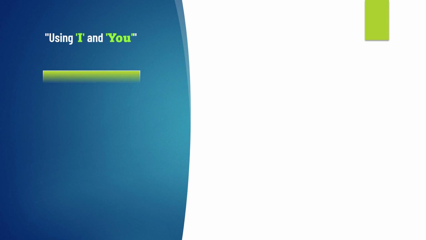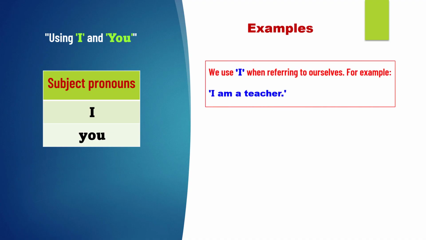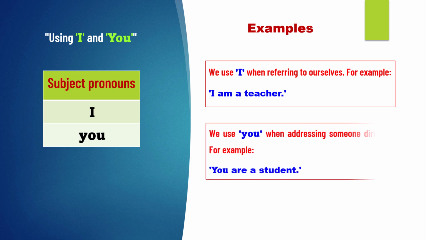Using I and you. I. We use I when referring to ourselves. For example, I am a teacher. You. We use you when addressing someone directly. For example, you are a student.